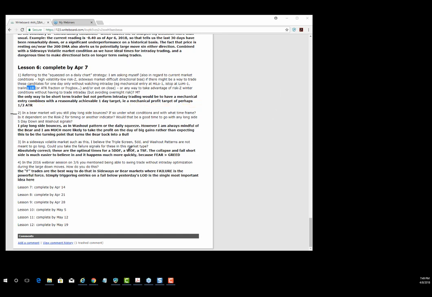Second one, question 2. In a bear market, do I still play long side bounces? I do, however, because I only expect them to be dead cat bounces, it's the same logic. I want to cash that for a winner. I don't believe that I was able to pick the bottom and that this is going to be the turning point where a bear suddenly turns into the bull. So I don't believe in this trade at all.